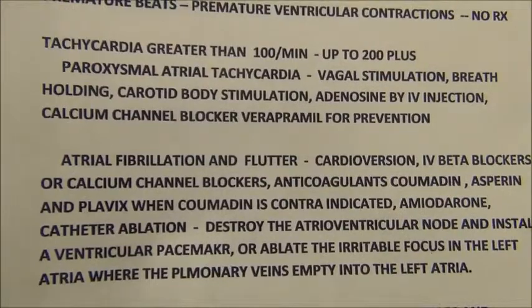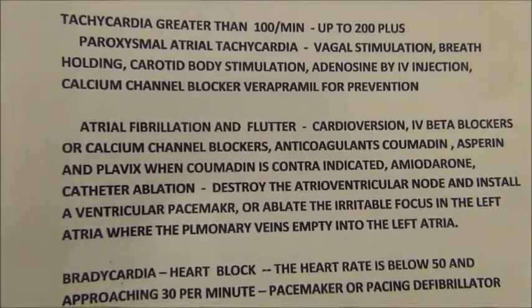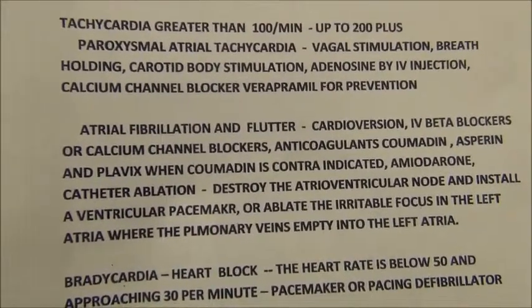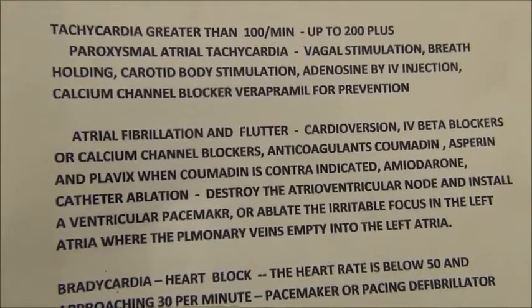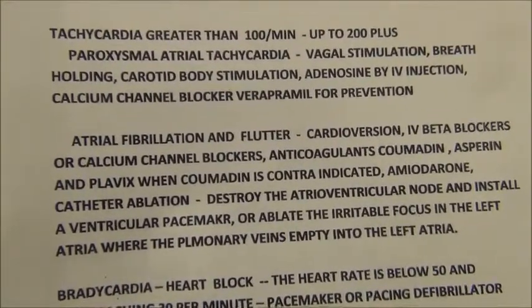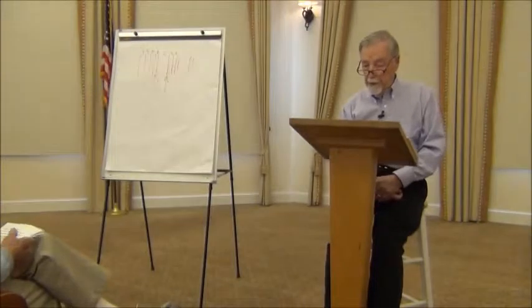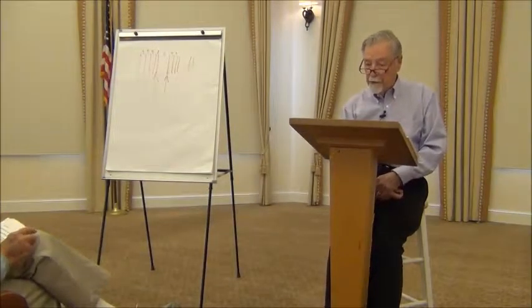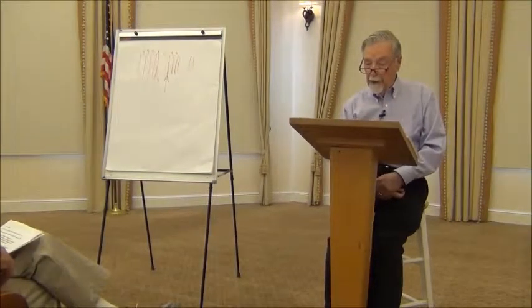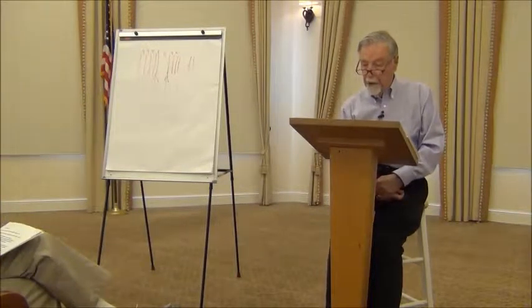Atrial fibrillation is a twitching of the muscle. Instead of the muscle beating, it twitches. But it also passes stimuli down to the ventricle. And so in atrial fibrillation, the ventricle is usually going faster than it should be. So you have to control the atrial fibrillation or convert it back to normal rhythm. And you can convert it with electrical shock on the chest. You can use IV beta blockers or calcium channel blockers.